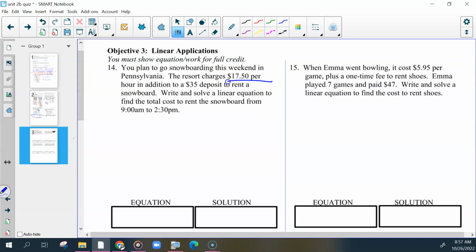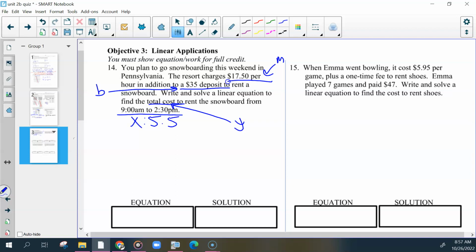The $17.50 per was your M. The $35 deposit was B. The time in hours was X. And the total cost was Y. So if you didn't have that, or didn't have all of that, that was worth 1 point.